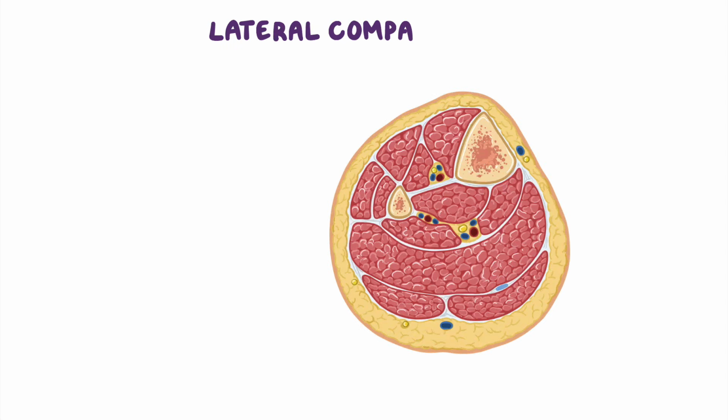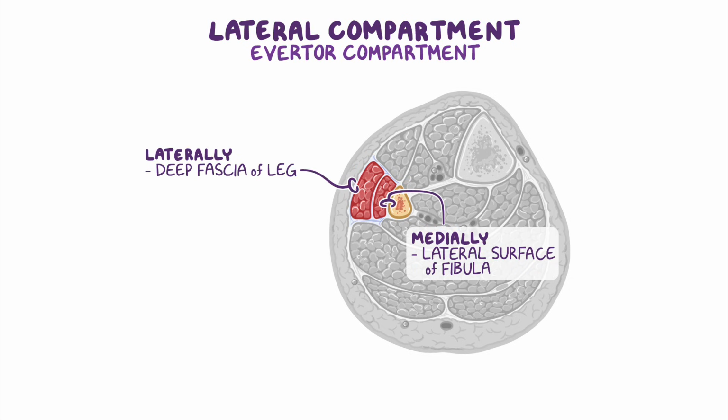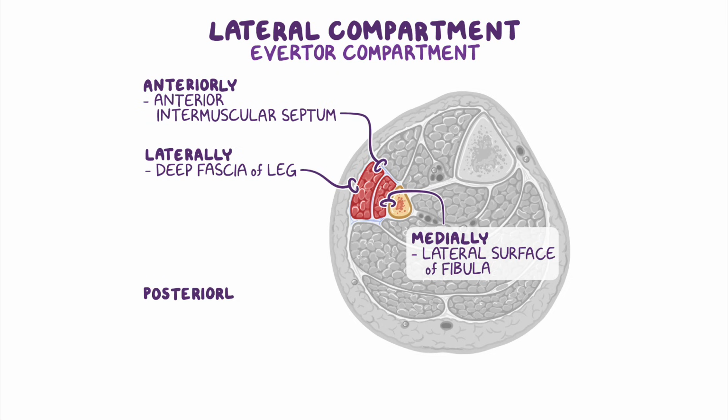Moving on to the lateral compartment of the leg, or the everter compartment, this space is bound medially by the lateral surface of the fibula, laterally by deep fascia of the leg, anteriorly by the anterior intermuscular septum, and posteriorly by the posterior intermuscular septum.